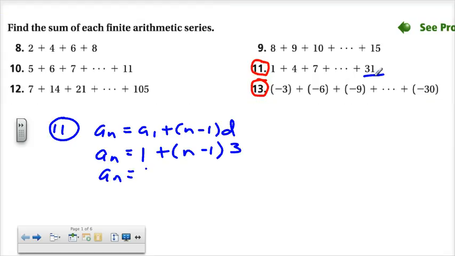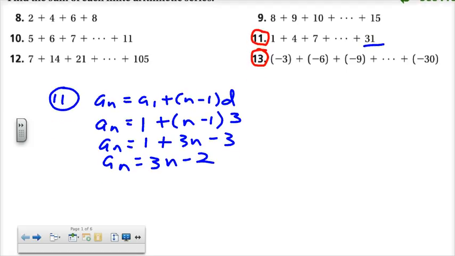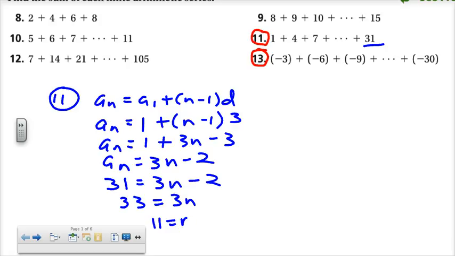So to find any term, we take 1 plus, and then we go ahead and distribute the 3 from the right-hand side and simplify that. We get 3n minus 2. So now the question is, what number term is 31? Well, I'm going to put 31 in here and find out, because that's what n is. N is the number of the term. So we would add 2 to both sides, and then divide by 3, and it is the 11th term.